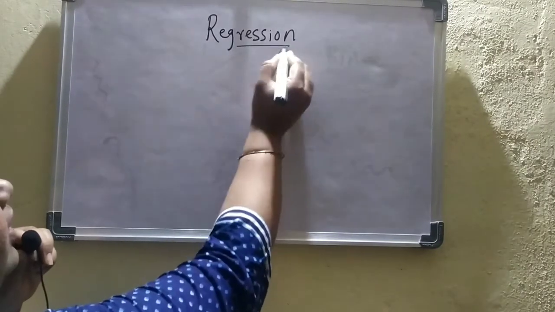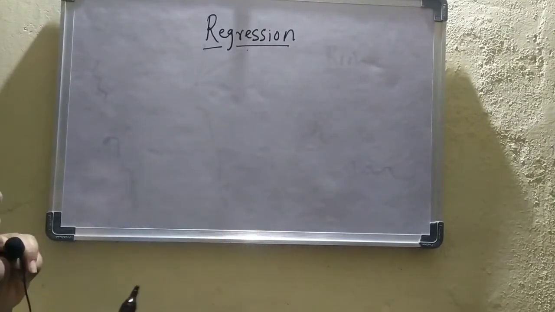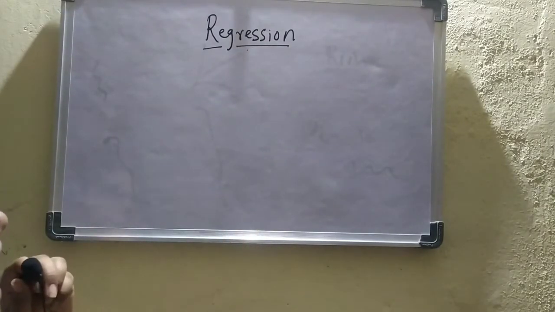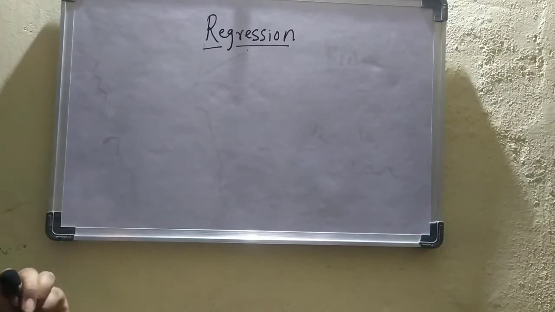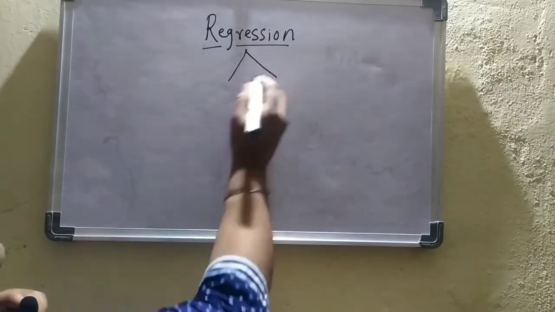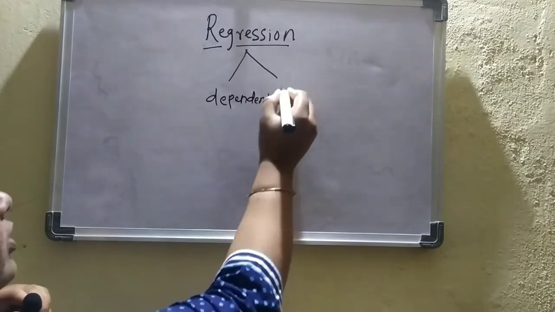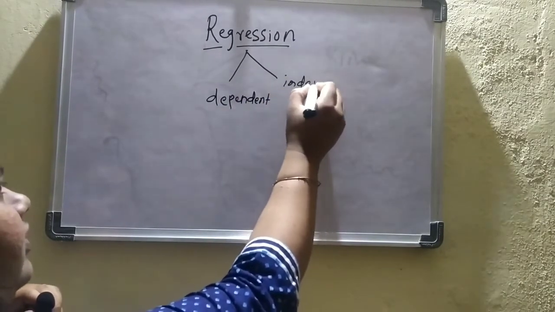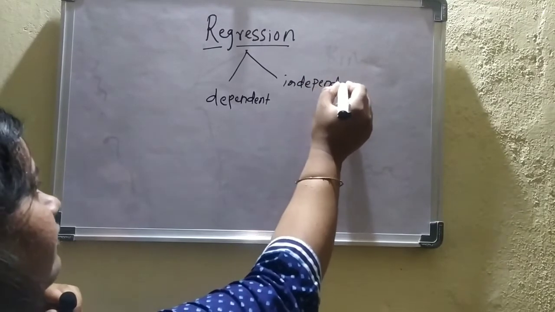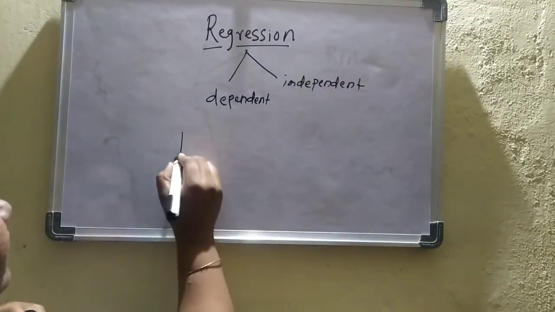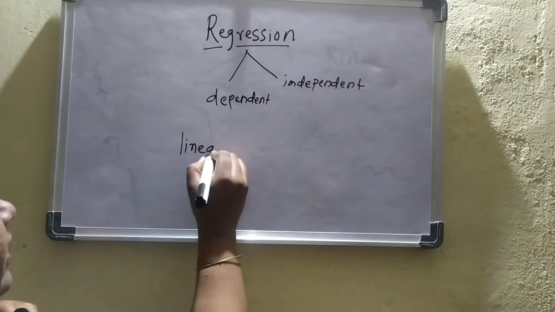Regression is used to calculate the relationship between two variables, that is the dependent variable and the independent variable. What these variables are and how we can find out the relationship, we will see in detail. In this video, we will see what is meant by linear regression.